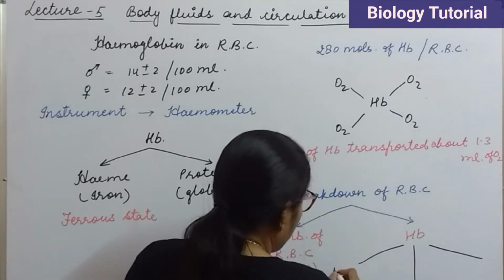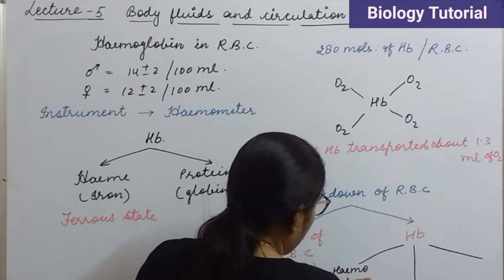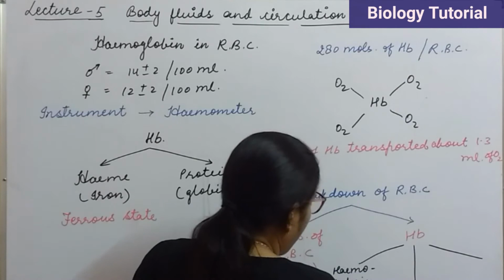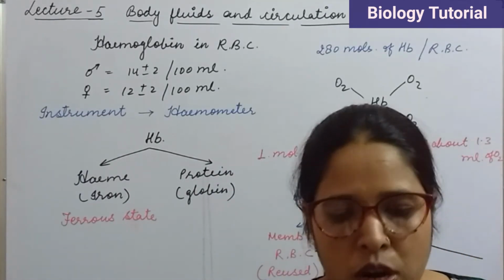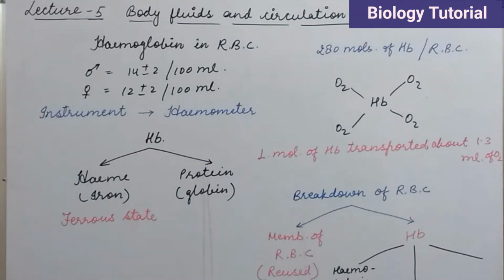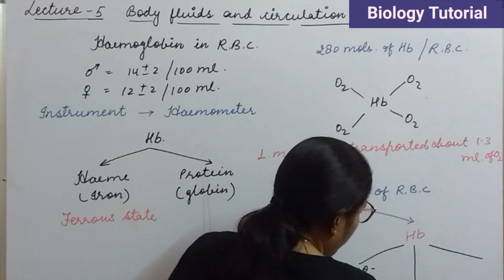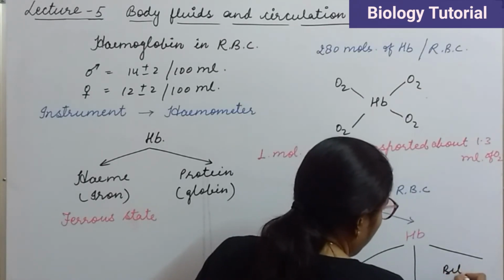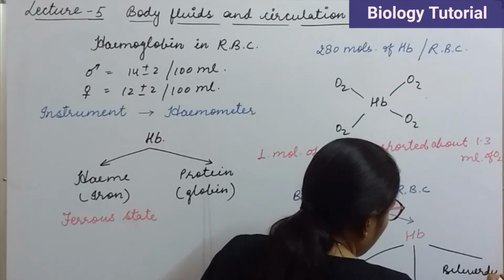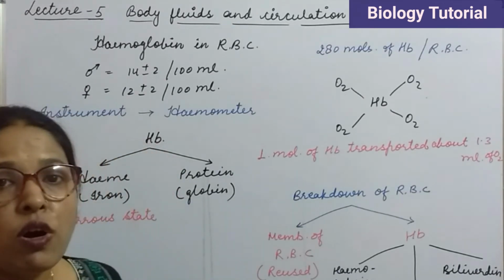First one is hemosiderin. This hemosiderin is the iron component of the hemoglobin. So this is the iron component part. Next one is bilirubin pigment. And the third one is biliverdin pigment. This process is going to take place in the liver of our body.